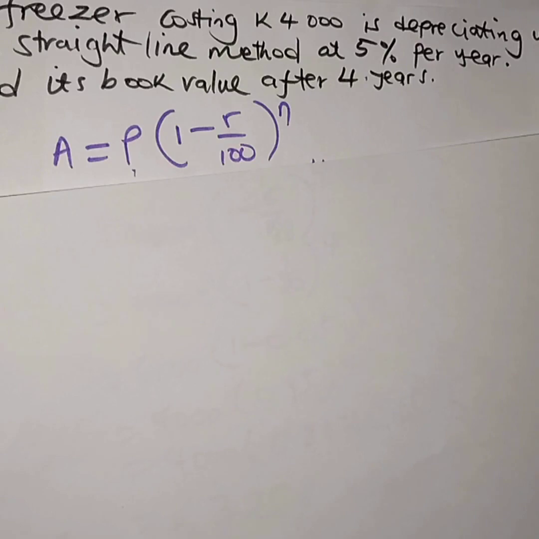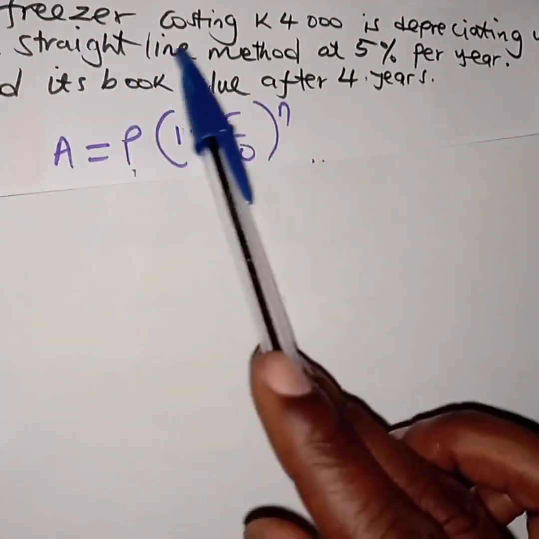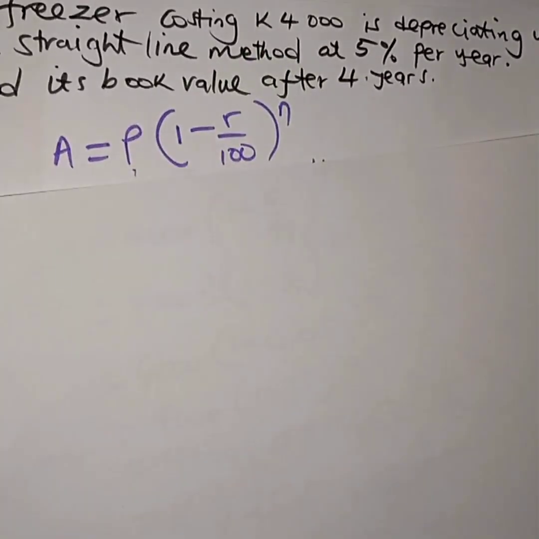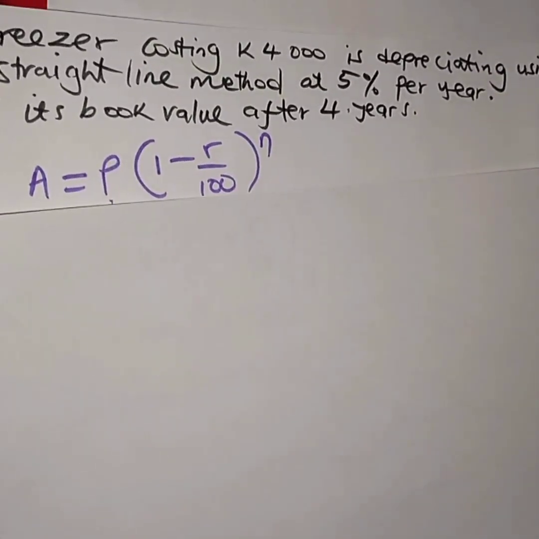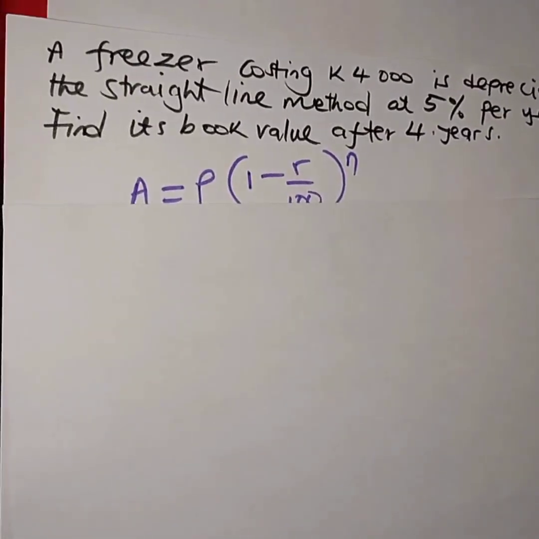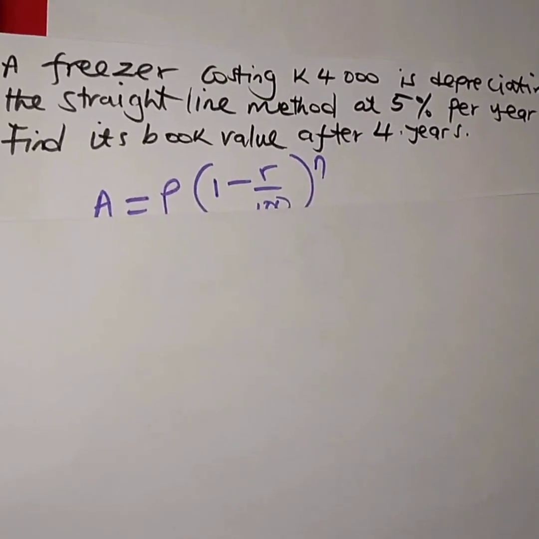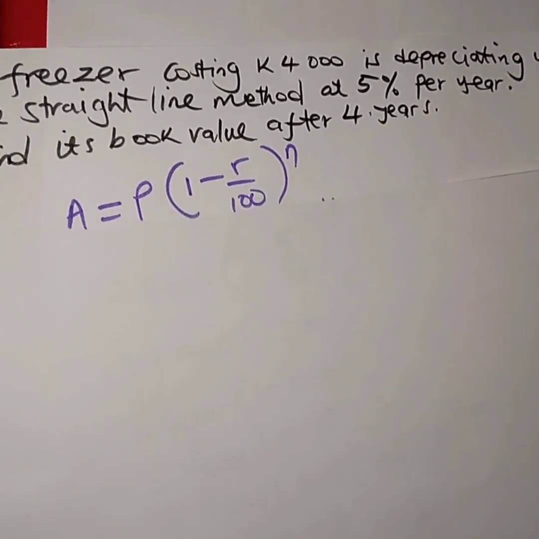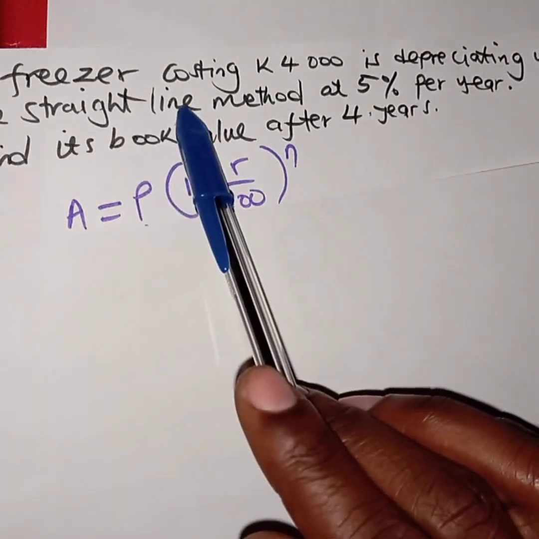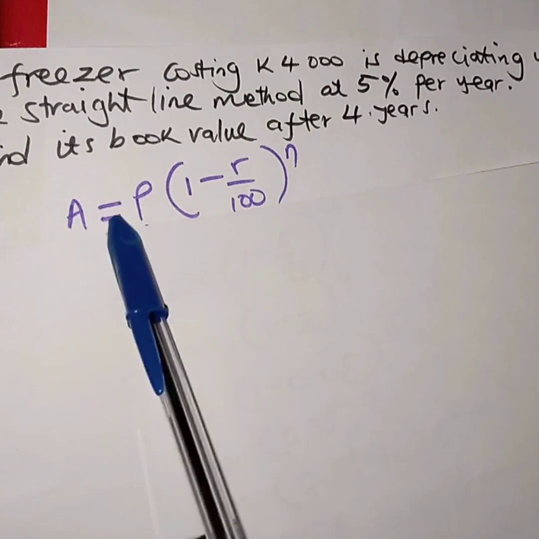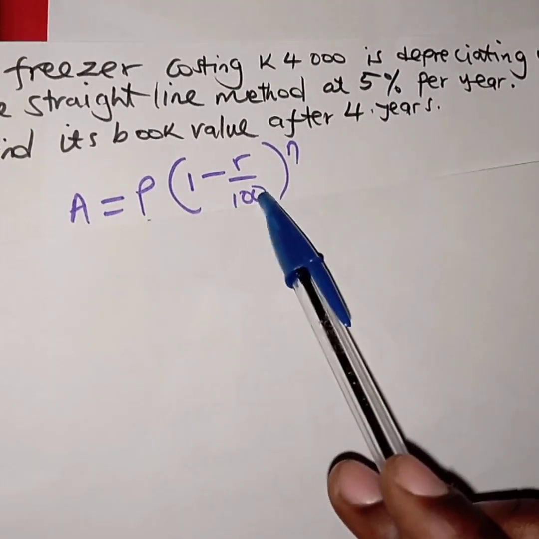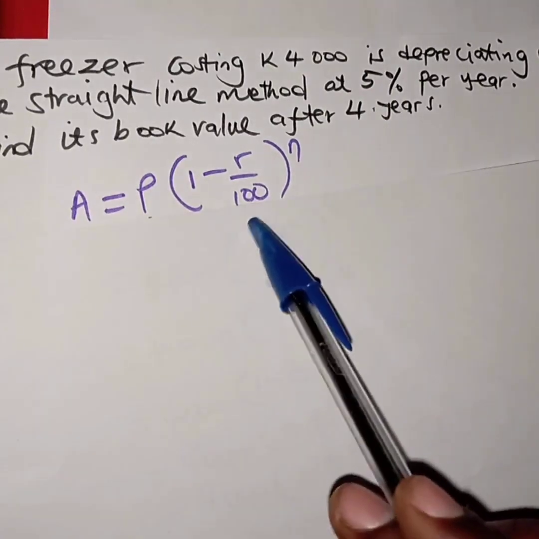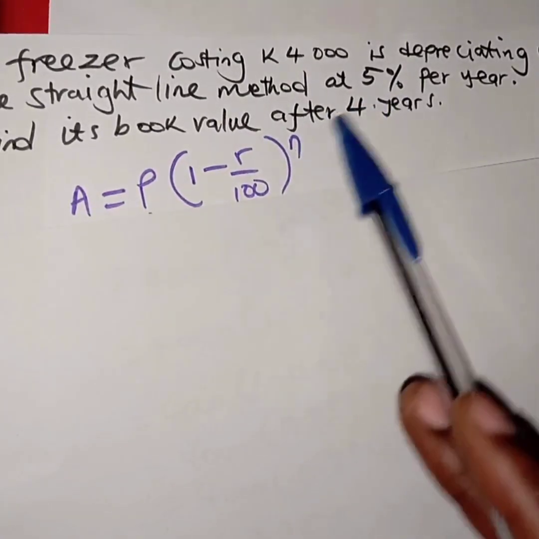So, whenever they mention to use straight line method, as you can see, this question says a freezer costing 4,000 is depreciating using the straight line method at 5% per year. Find its book value after 4 years. So when they mention depreciation, you use this formula, and when they specify straight line method, the amount is equal to principal, this 4,000, times 1 minus the rate, which is 5% in this case, over 100, because percentage is out of 100, times the number of years. If there was 1 year, you put 1. If it's 2, you put 2 here.